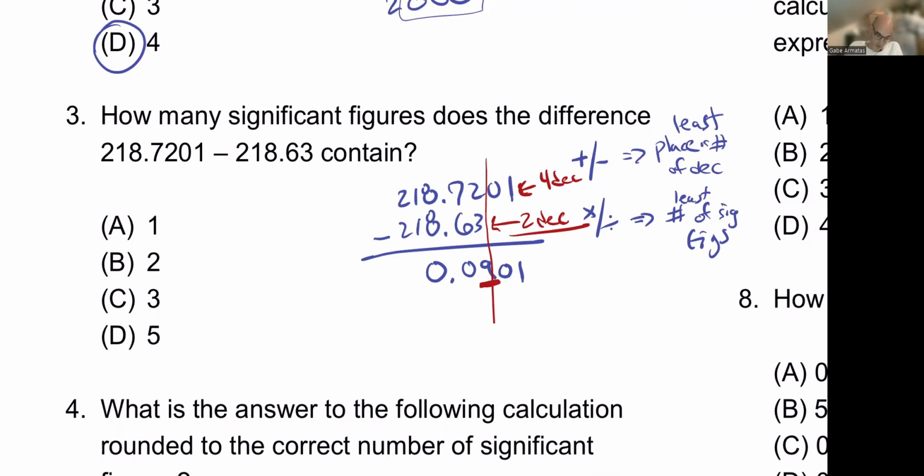So my answer for this whole thing is 0.09. That is the answer because I'm rounding to the second decimal place. How many significant figures does this have? I don't care how many sig figs we start with in those numbers. None of that matters. The place is all that matters. One sig fig in this answer. All right.